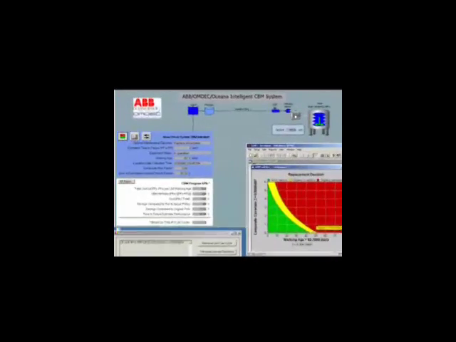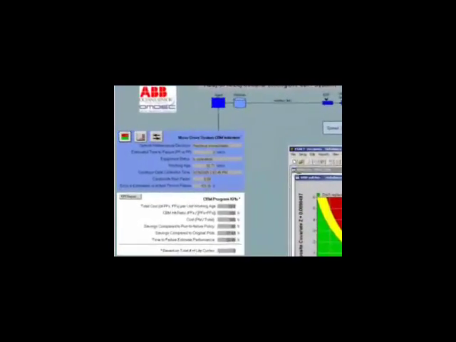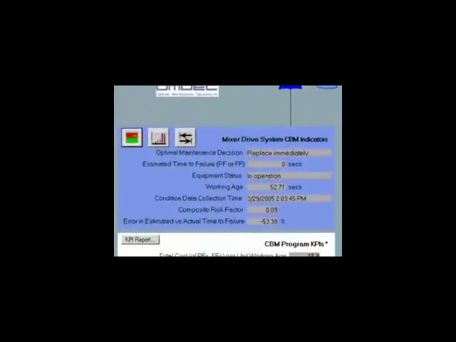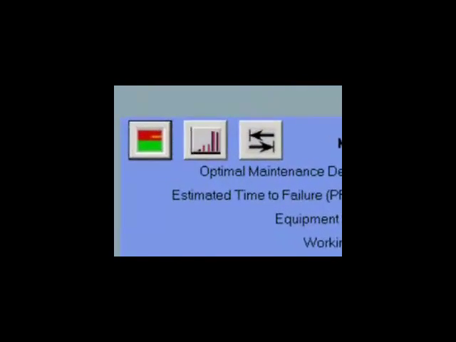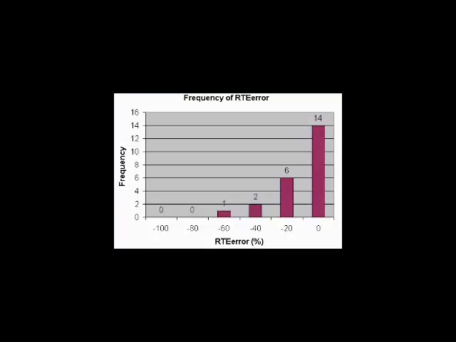The time to replacement estimate performance histogram is another way to evaluate a CBM program's predictability. How well are we predicting the time to failure or preventive repair? The errors in the time to failure estimates may be distributed normally. The mean and standard deviation of the distribution is another measure of how predictable a predictive maintenance program is.